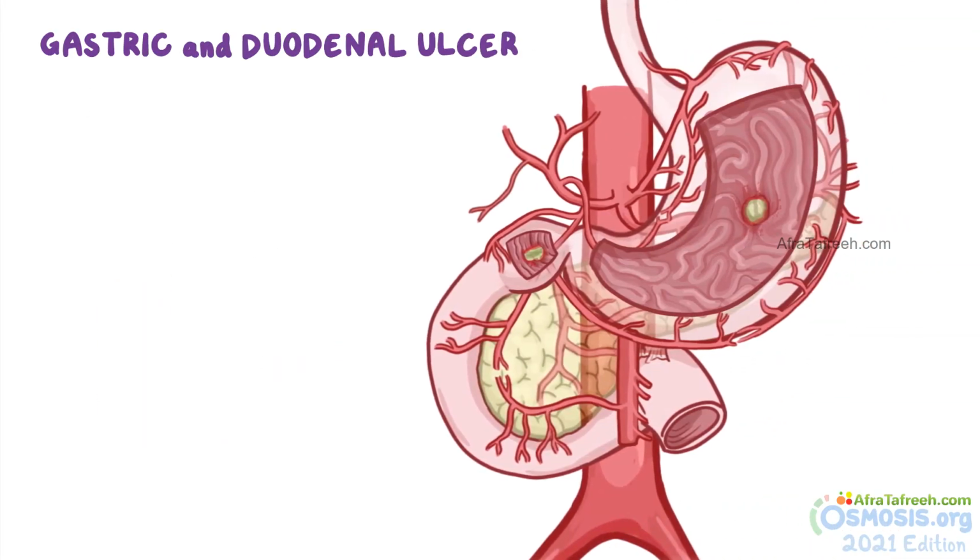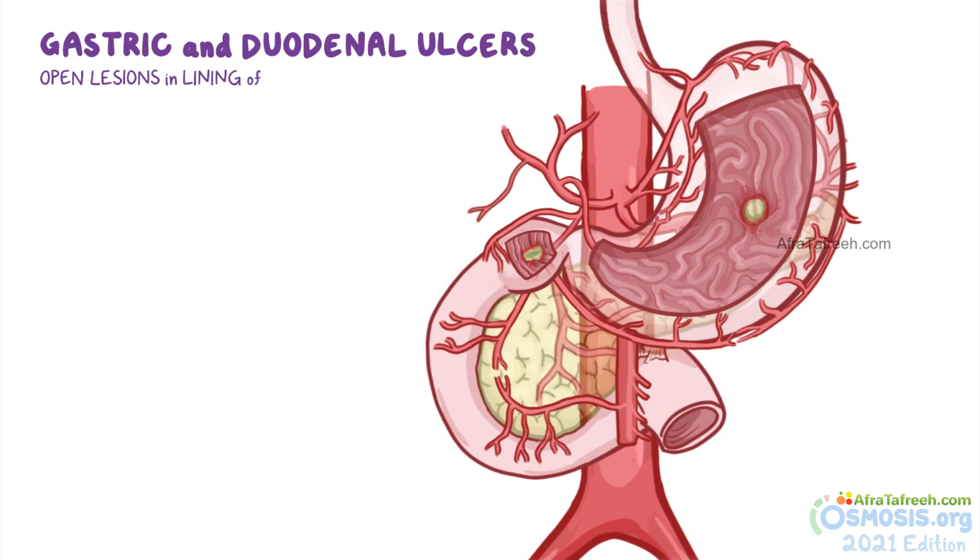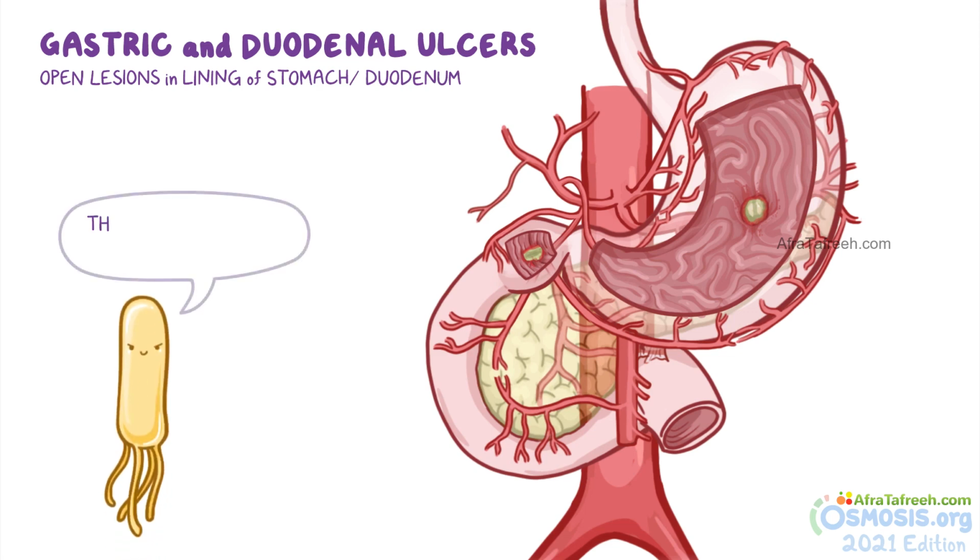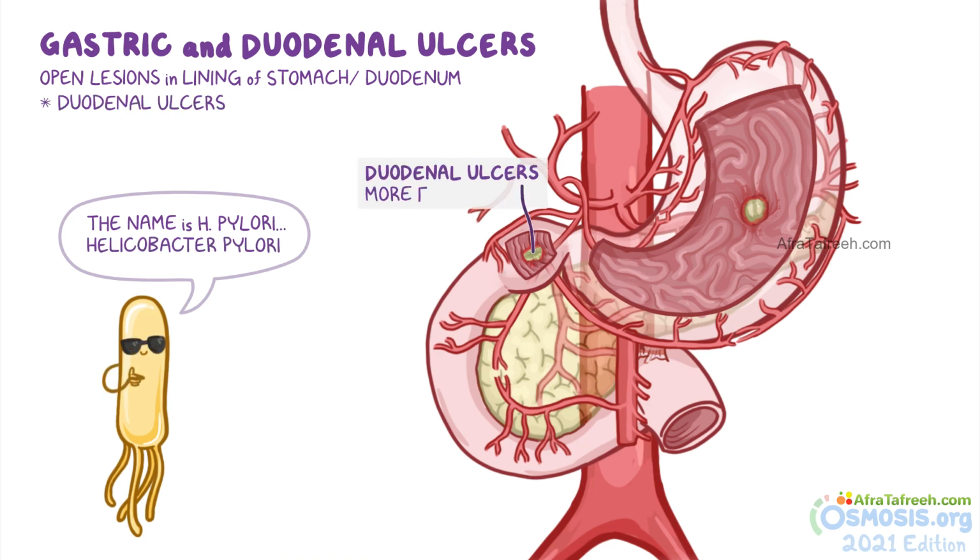Let's start by looking at gastric and duodenal ulcers, which are open lesions in the lining of the stomach or duodenum that lead to inflammation in the gastric or duodenal wall. These are often associated with a specific stomach bacteria called H. pylori, Helicobacter pylori. Duodenal ulcers are more frequent than gastric ulcers and can be located anywhere along the duodenal wall, classically affecting either the anterior or posterior duodenal wall.